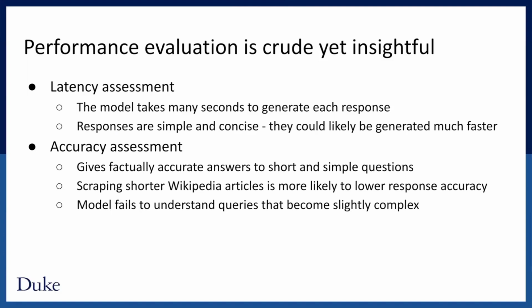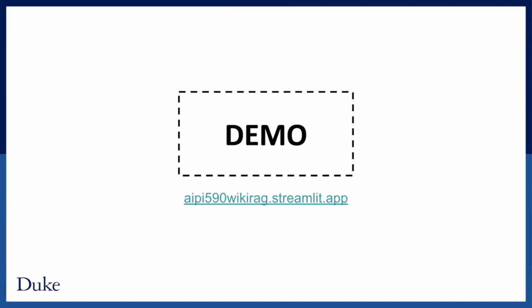And the third thing that I wanted to note in the accuracy assessment is that the model certainly fails to understand queries that become slightly more complex than asking what is XYZ or how does XYZ work. So it becomes tougher for the model to put together coherent responses when you make the reasoning more difficult, which makes sense because this pipeline here is not designed to deal with pretty advanced reasoning. So now we move to the demo portion.